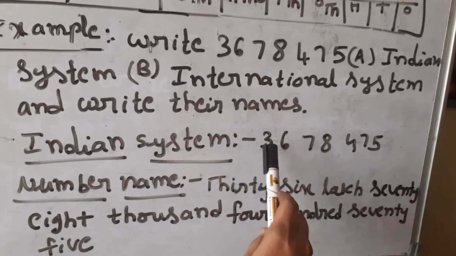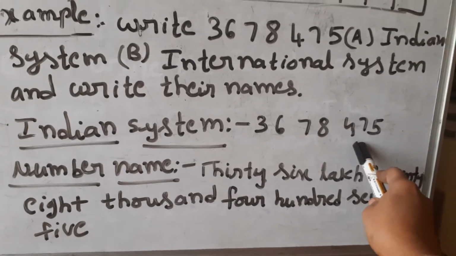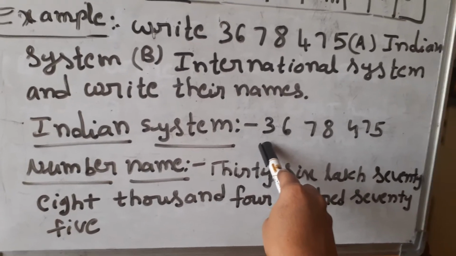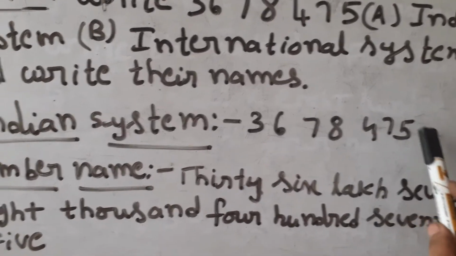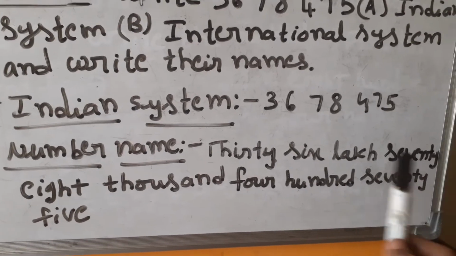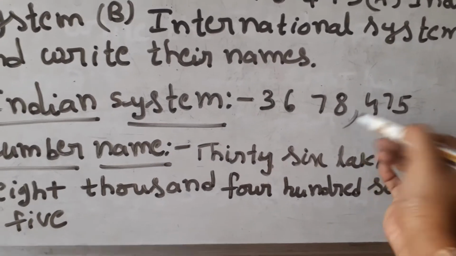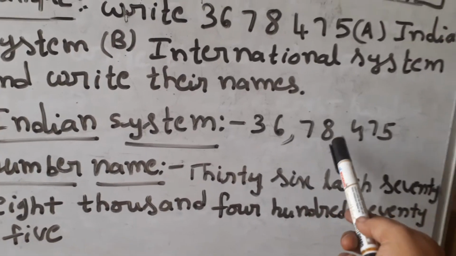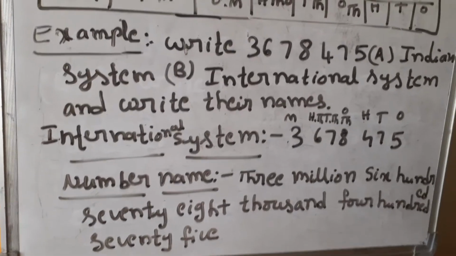36,78,475. Because this is the ones place, tens place, hundreds place, thousand, 10,000, lakh, 10 lakh. So, Indian number system, 36,78,475. We have to put commas: first the right side 3 digits, after that again 2 digits. So Indian system is 36,78,475.